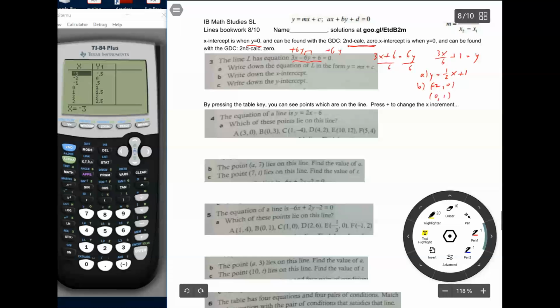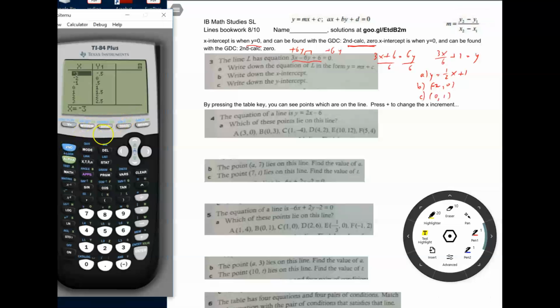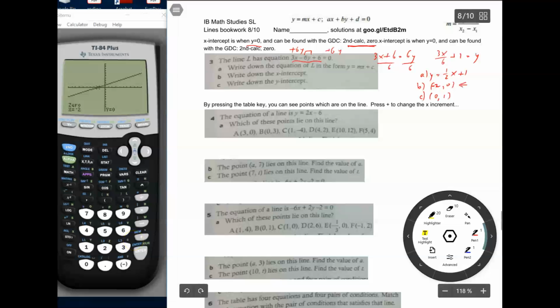So we found both of these just by looking at the table, but let me show you how you'd find the 0 value. So you do second calc 0, and then you make the left bound to the left of the intersection. You hit enter. And then you move it to the right of the intersection with the right arrow, and you hit enter again. And then you hit guess, could be anything, and the 0 is -2, 0. So we did find that's true.